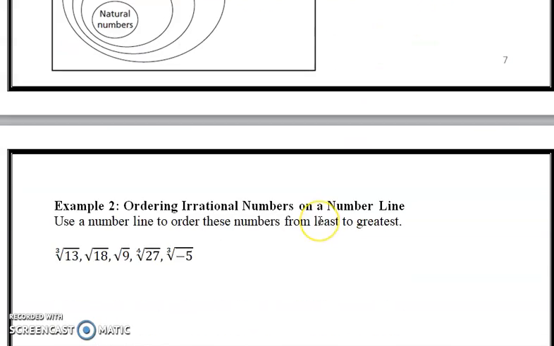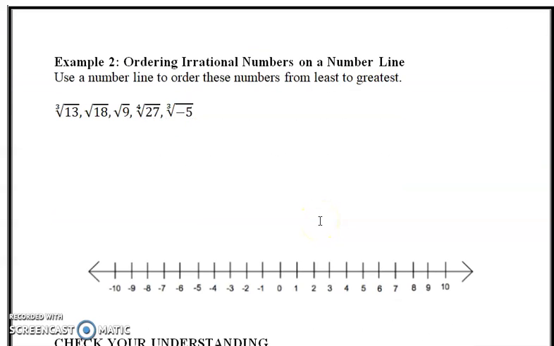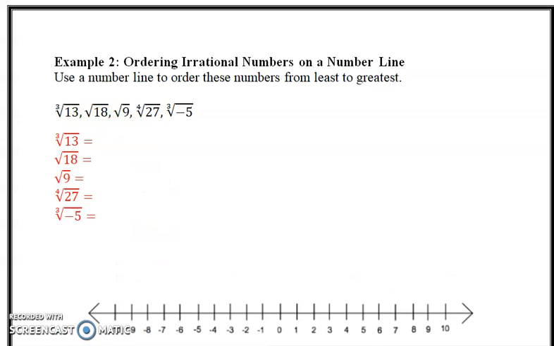Let's look at example 2. It says to order the irrational numbers on a number line. What I would do is change all of these into decimals first. Before we place these on a number line, we're going to work these out on our calculator. First, the cube root of 13. We know the cube root of 8 is 2 and the cube root of 27 is 3, so this is going to be closer to 2 point something, so it's 2.351.